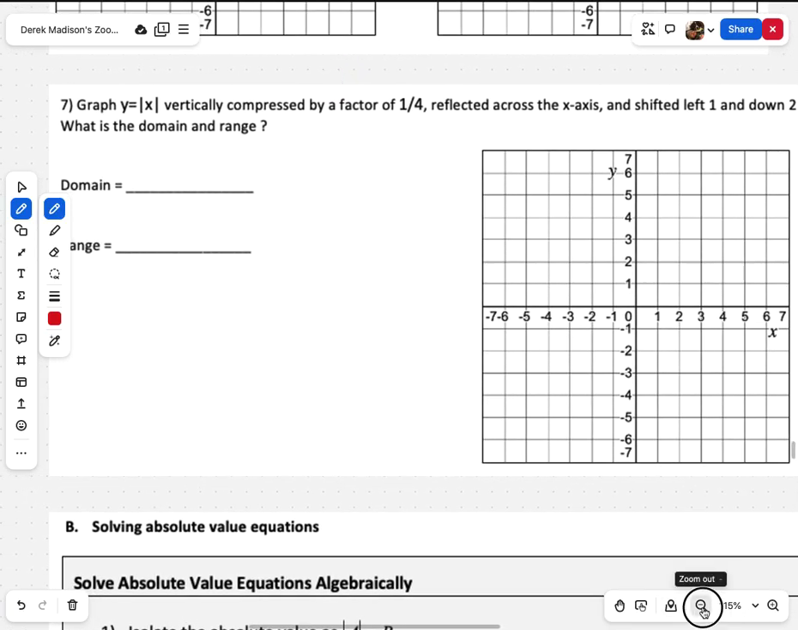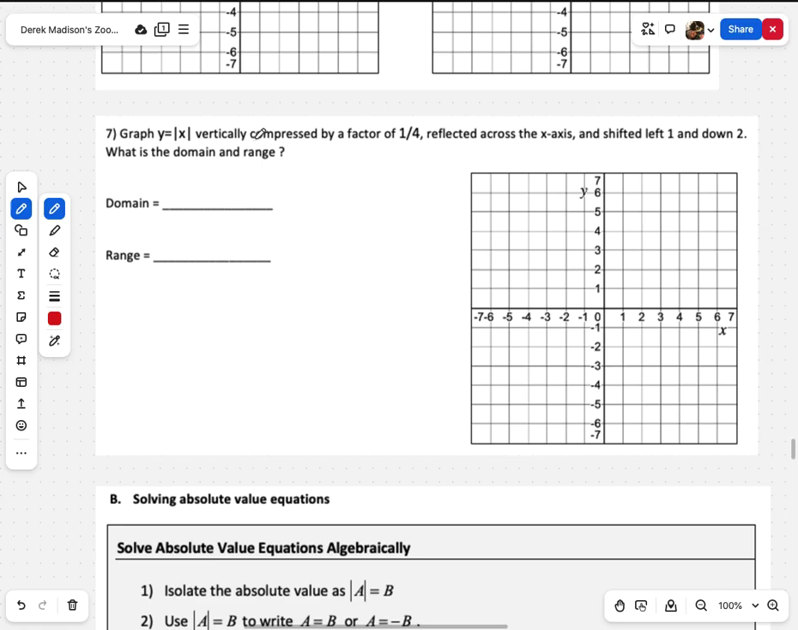Let's make that a little smaller again. There we go. So this one's supposed to vertically compress by a factor of 1/4, reflect about the x-axis, shift left 1 and down 2. Okay, so let's go. If my regular one goes over 1 and up 1, this one's going to have a slope of 1/4, so it's going to go over 4 and up 1. That's the shape that I'll draw, but I'll go ahead and go left 1 and down 2. So that's my new vertex.